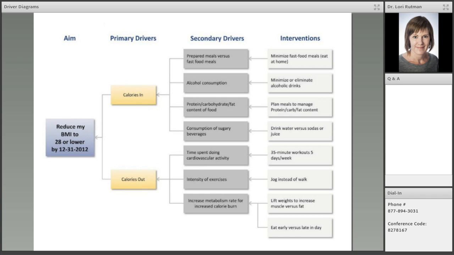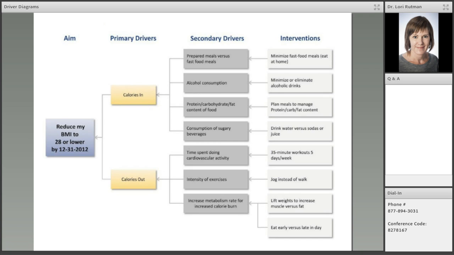So again, this is a very simple example, but interventions that would impact secondary drivers that would impact calories in would be things like minimizing fast food meals and eating at home. So that would impact how many prepared meals versus fast food meals were eaten and would impact calories in and would hopefully lead to a reduction in BMI. So this is a very sort of unidimensional key driver diagram where each intervention impacts a specific secondary driver that is related to a specific primary driver that gets to the aim.